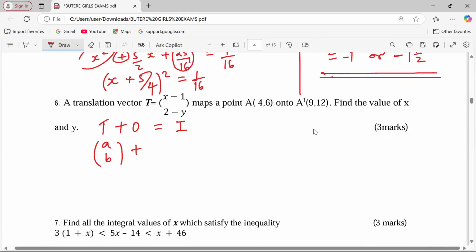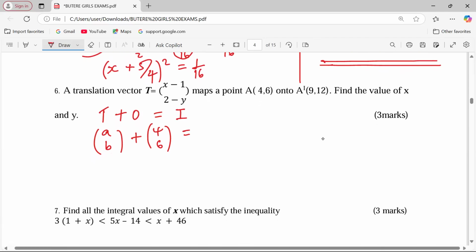When we add A (4, 6), I'm changing A to a column vector also, we should get A prime, which is (9, 12). So the value of a is, we deal with the x components now, a plus 4 equals 9. So we take 4 to the right, where it is subtracted, and that will give us 5.